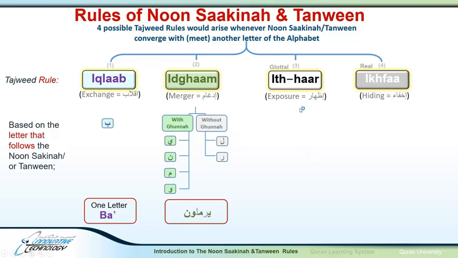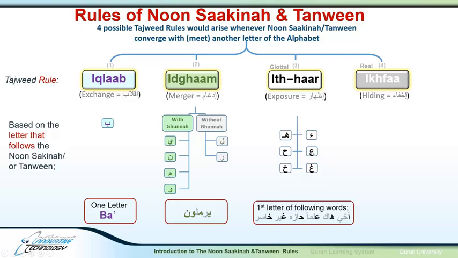The third rule, the exposure, happens when we have those letters following the Nun Sakinah or Tanween. And those letters are gathered in the first letter of the following words: أخيها كعلما حازه غير خاسري. The Hamza and the Ha, the Ain and the Ha, the Ghain and the Kha. Now whenever any of those six letters comes after the Nun Sakinah or Tanween, the hukum, the rule would be exposure, Izhar. And the last rule, the Ikhfa, happens with the rest of the letters of the alphabet.